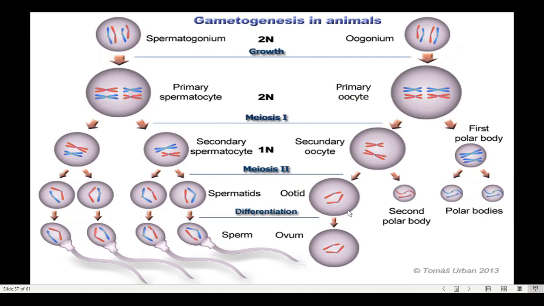Again, isa lang yung nagiging malaki. Okay, the rest, maliliit. So, this time, ootids. Ootid. Then, yung isang daughter cell, polar bodies. This time, second polar body kasi may first na. Yung anak ng first polar bodies din. Okay?